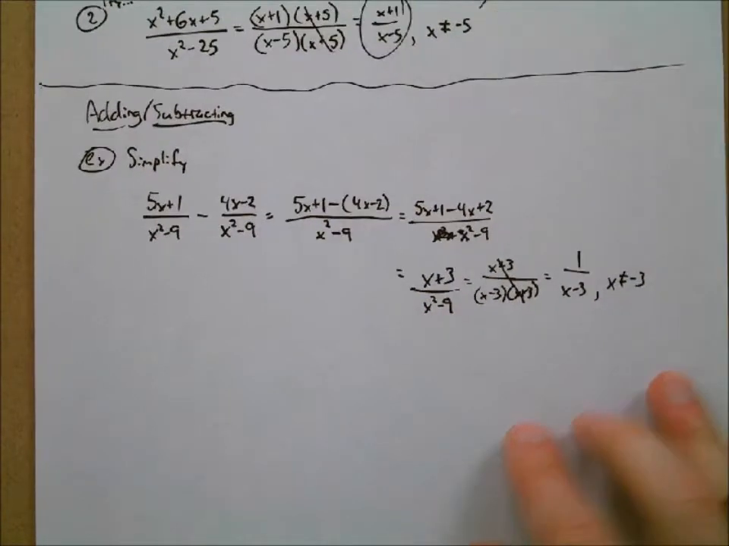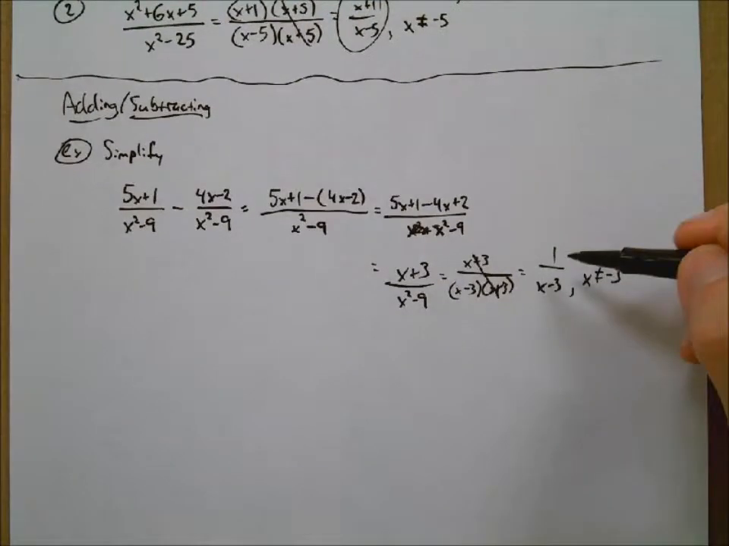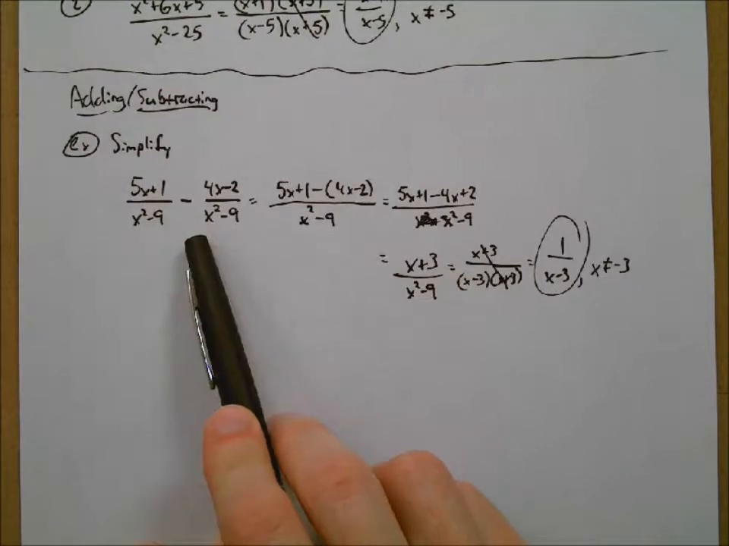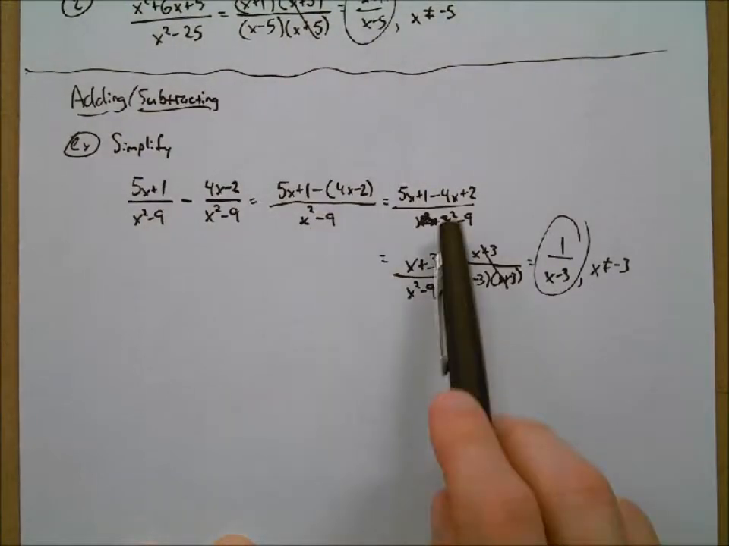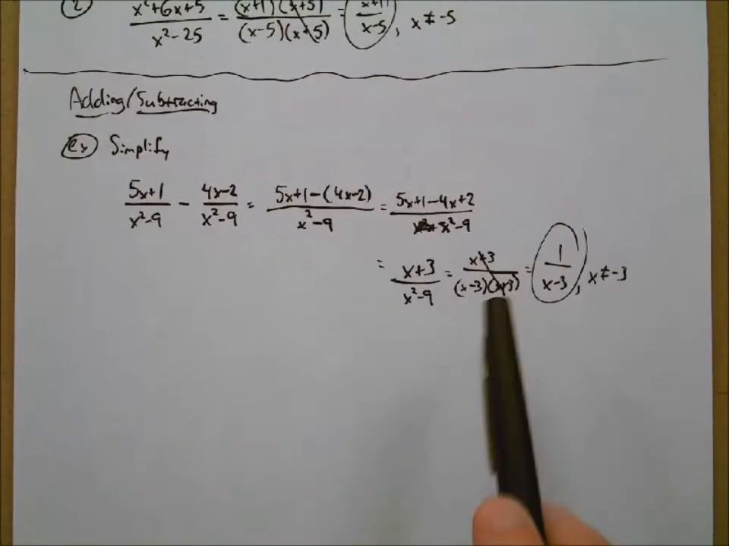Oops, I'm off the screen. There we go. Okay, so our final answer is 1 over x minus 3. Again, positive 3 would give us a domain restriction. It would make us undefined. But that's a problem here if I put in 3. If I put in positive 3 here, here, or even here, at any of these steps, I'm still going to be undefined.